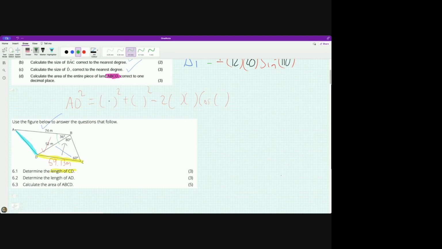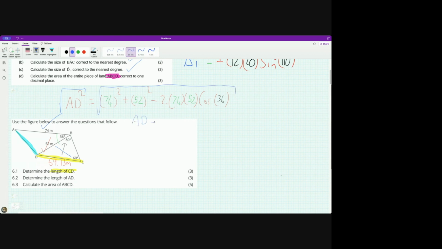So we know this is 74. We know this is 52. 74, 52, and then the cos of 36. But we have a problem because that's squared. So to undo the squared, we need to square root both sides, and then we'll get what AD is.